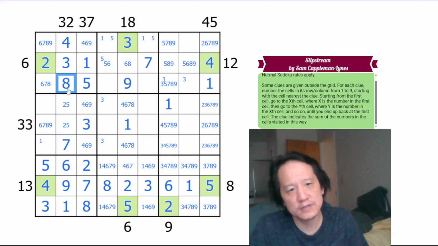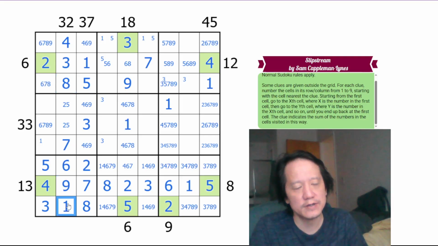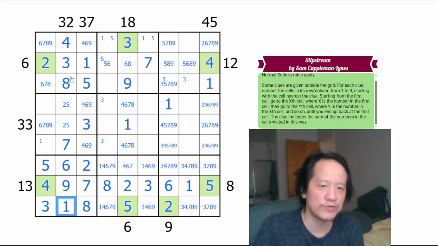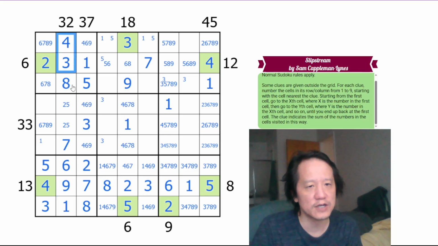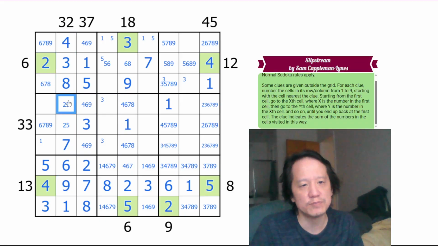This is 8. 4 cannot point to 2, because that would skip the 5, right? It'd be 4, 2. That would make 3, 8, 9, 1, right? And so then 1, 2, 3, 4 adds up to 10. With 8 and 9 adds up to 27, but that's not 32. So this must be, so 4 points to this one.